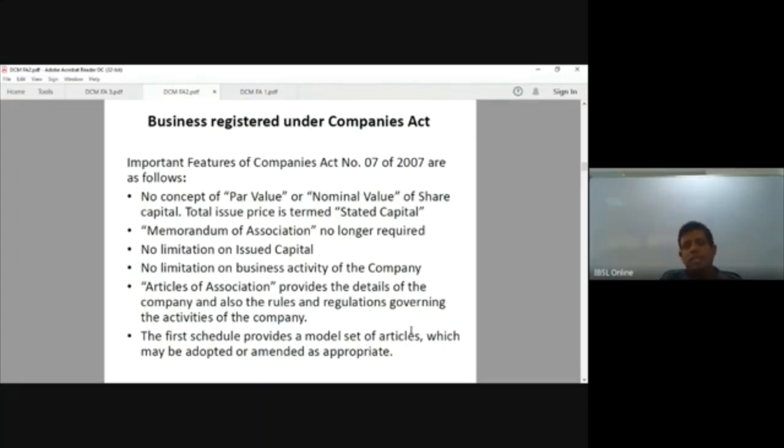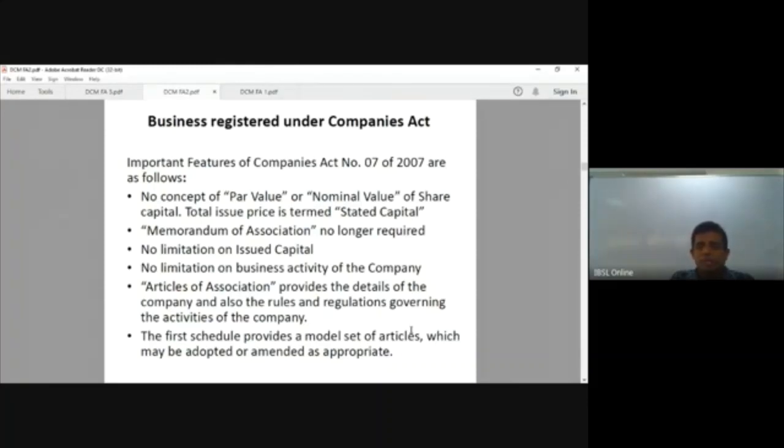If you take the previous Company Act, that is 1982 number 17 Company Act, there was a concept called par value or nominal value, right? You have a face value for a share, and if the face value is say 10 rupees, the market price might be 100 rupees. You get your dividend based on the face value, but the actual price may be different from the face value.